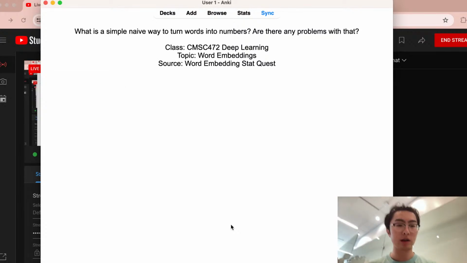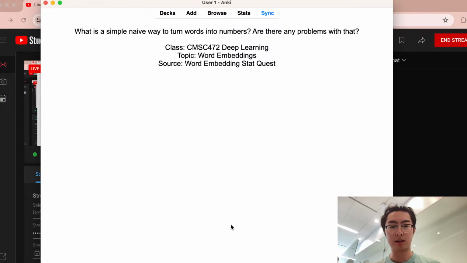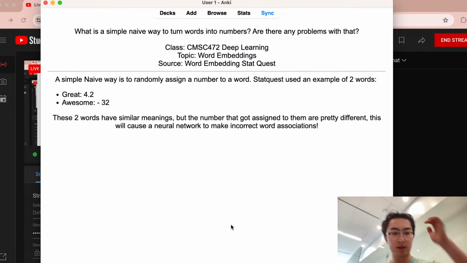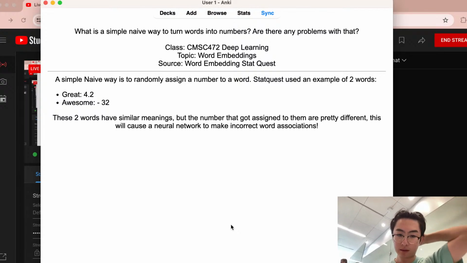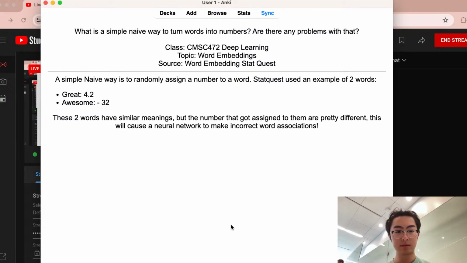Say that's hard. Simple naive ways to turn words into numbers. Just putting them into a random number generator, randomly assigning. Problems, you could have similar words have completely different numbers, which causes the inputs into neural networks to do unfavorable behaviors, basically. Okay.